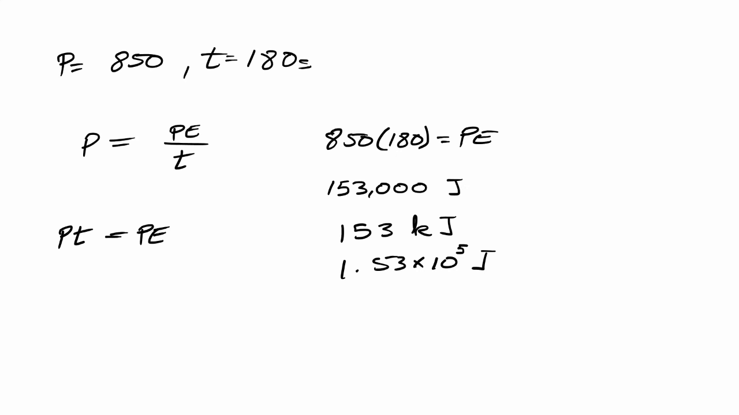This is normal numbers. This is converting to kilojoules, and this will give you in scientific notation. So those are the three different types you're going to see out there.